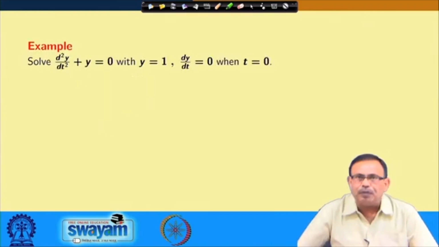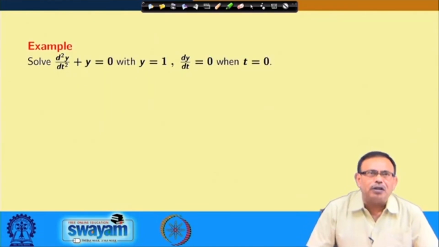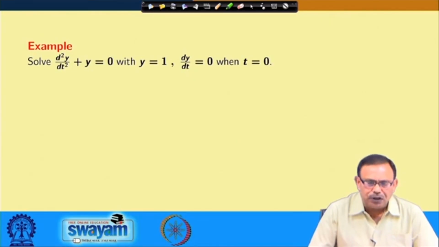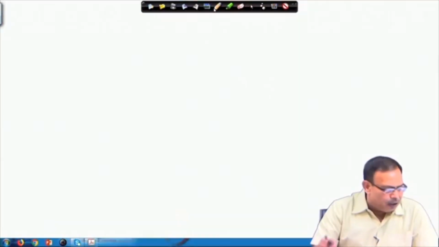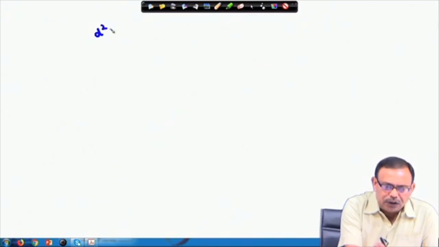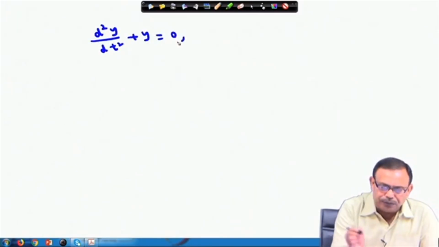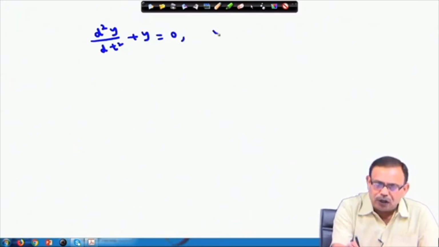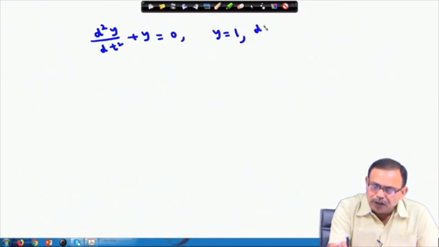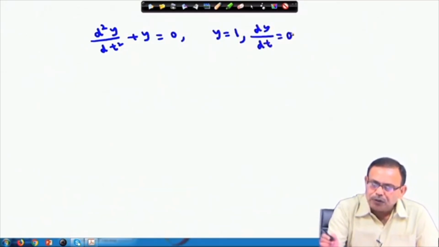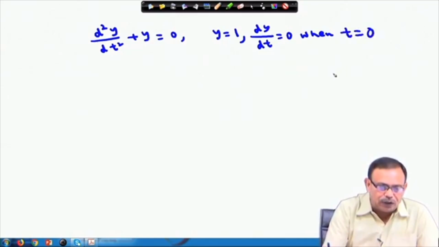I want to solve this problem: d2y/dt2 plus y equals 0. I am taking a simple problem at first, with y equals 1 and dy/dt equals 0 given when t equals 0. Let us see the solution process. So, effectively your problem is d2y/dt2 plus y equals 0, and it is given that y equals 1 and dy/dt equals 0 when t equals 0.